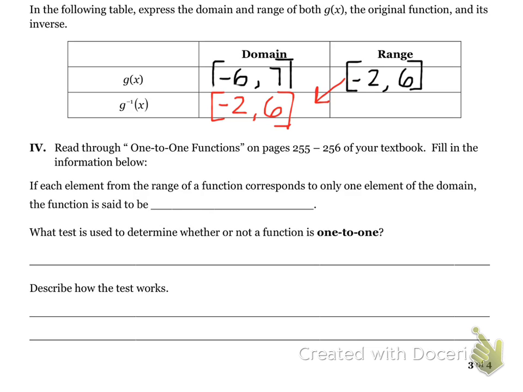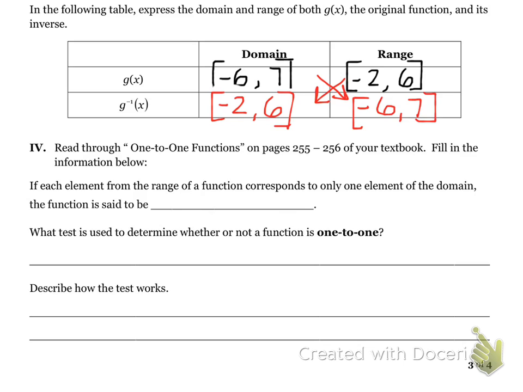So if I look at my inverse function, the farthest left point is -2, and the farthest right x value is 6. So then, if I copy down the domain here, -6, 7, is that the lowest and highest values of my inverse? And it is.